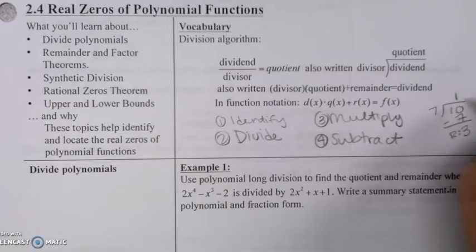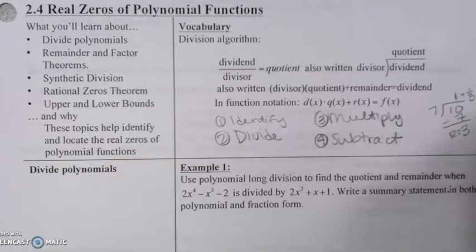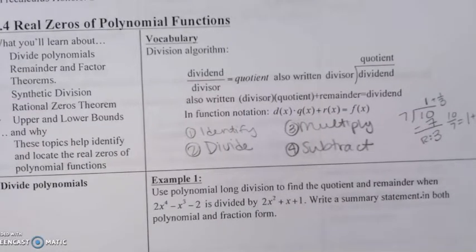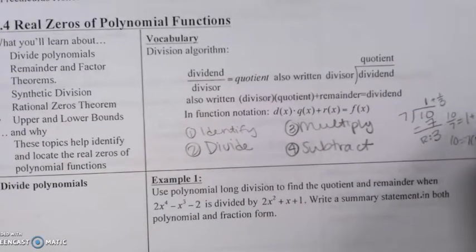So I can write this as 1 plus 1/3. So I say 10 over 7 is 1 1/3. Or, whoops, off the page. I can also say that 10 is 7 times 1 plus 3. So those are two different ways that we can write our result from division.